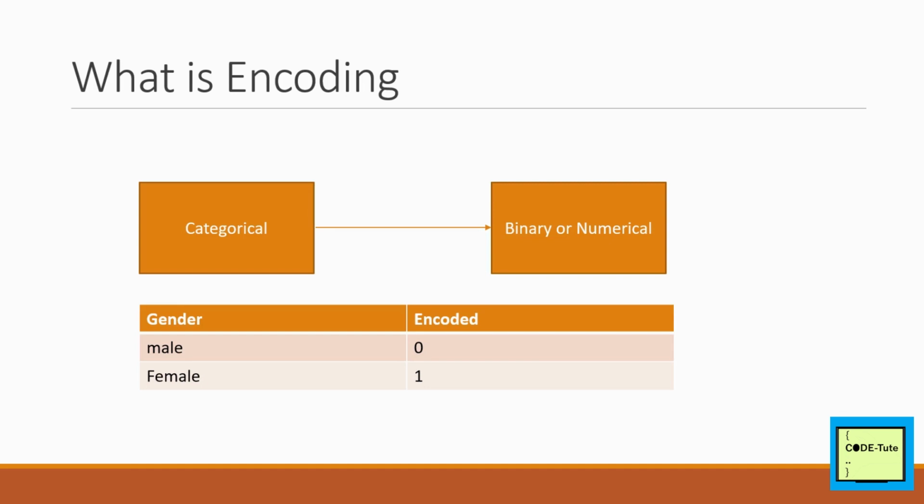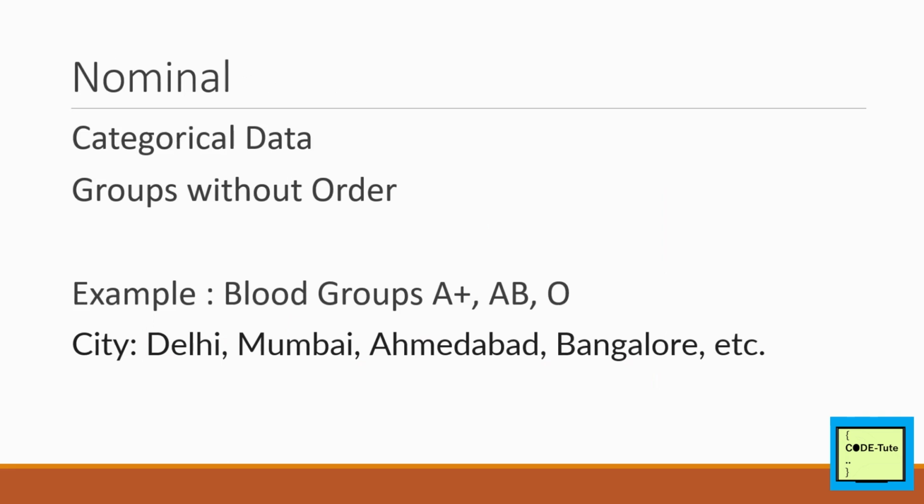Now in categorical data there are two types: one is nominal data and the other is ordinal data. What is nominal data? Nominal data means there are groups without order. For example, blood groups: there are different groups, A, B, O, and there is no such order. So you cannot give any number or ranking to these blood groups. That is called nominal data, where there are different groups but no order.